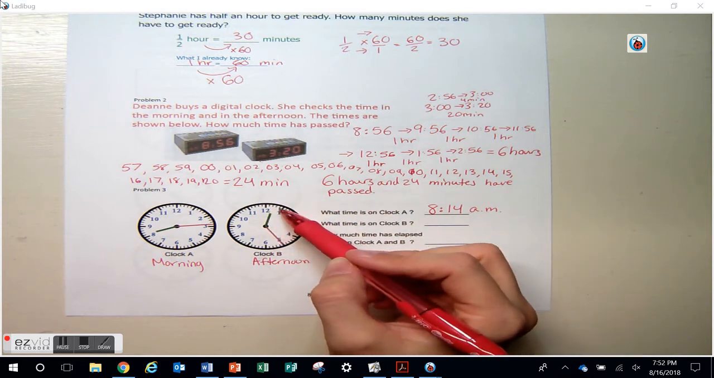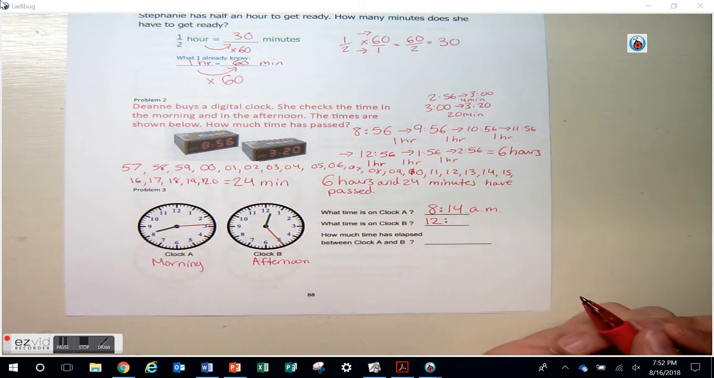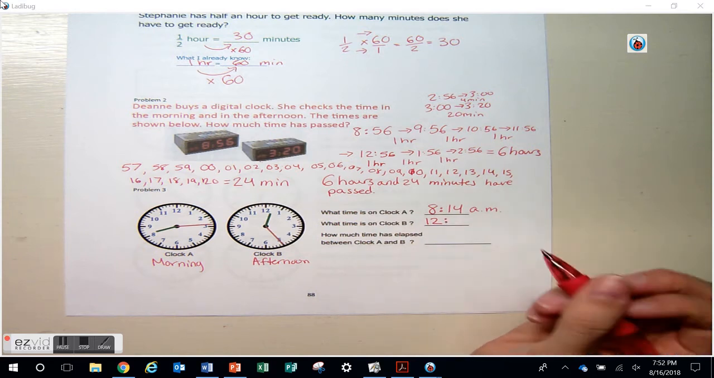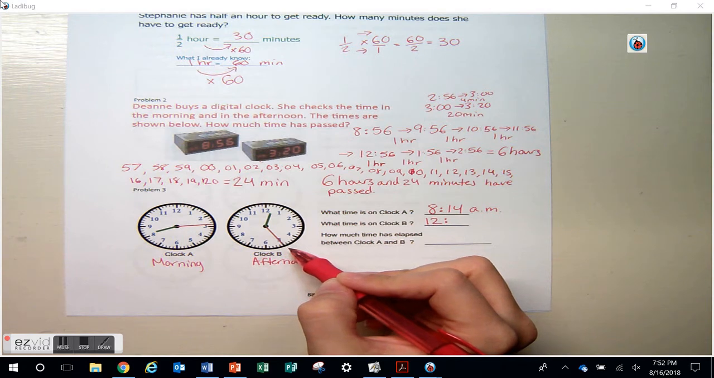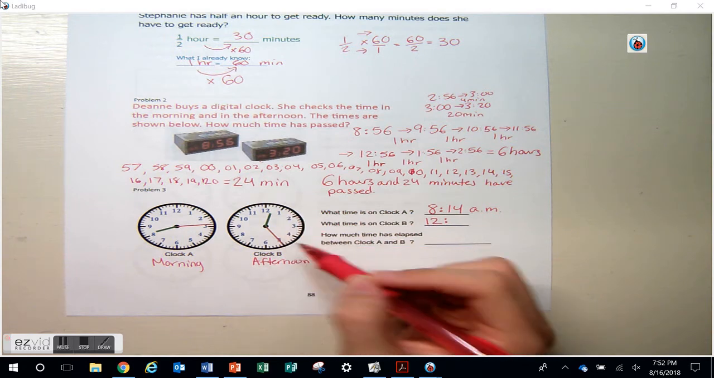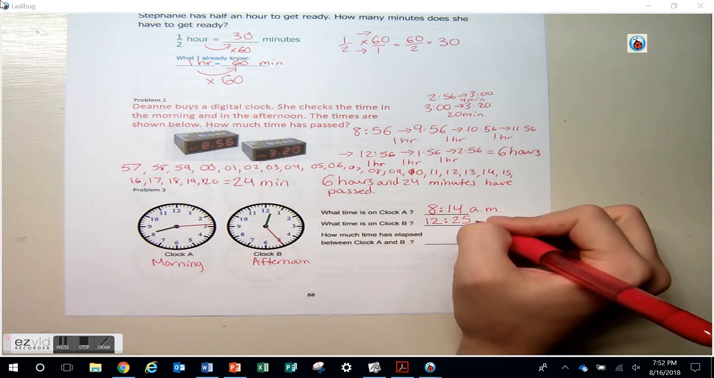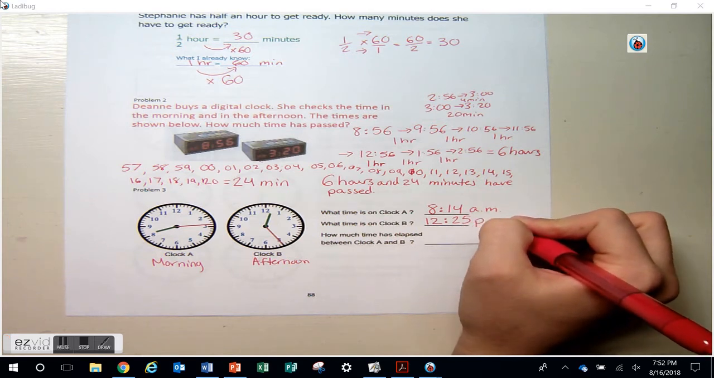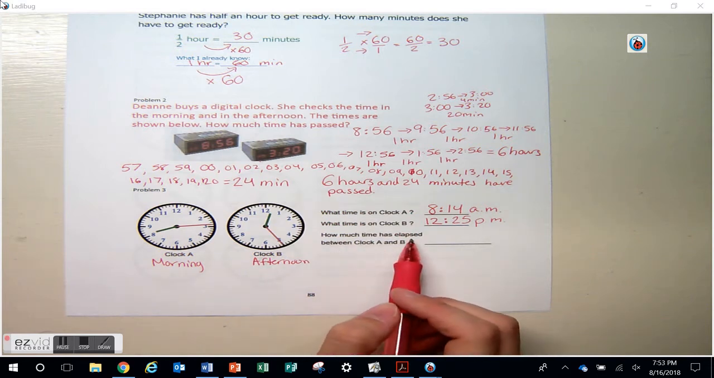What time is on clock B? Again, the shorthand is going to be our hour, so I'm past the 12. Between the 12 and the 1, so the 12. And I look at my minute hand, and it's exactly on that 5. So 5, 10, 15, 20, 25. 12:25 in the afternoon, so that means it's PM. 12:25 PM.